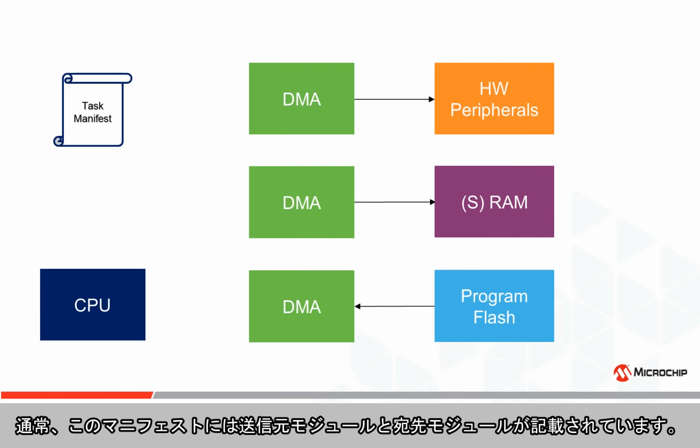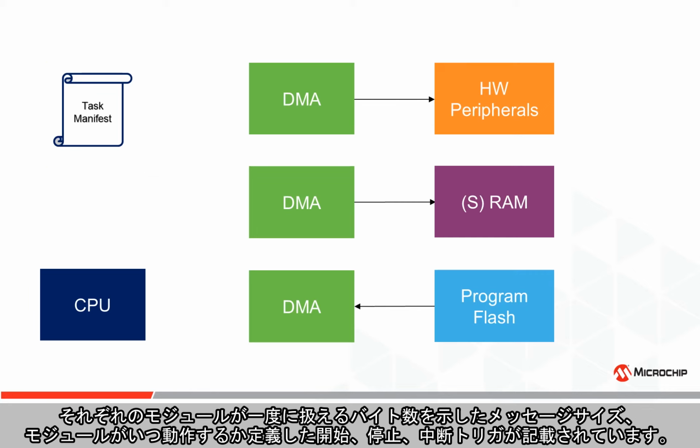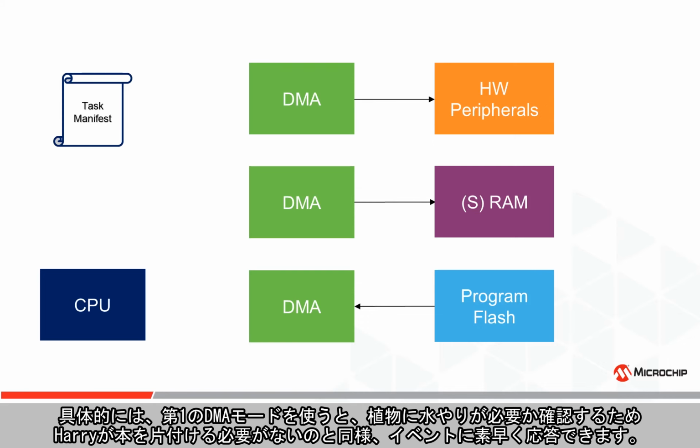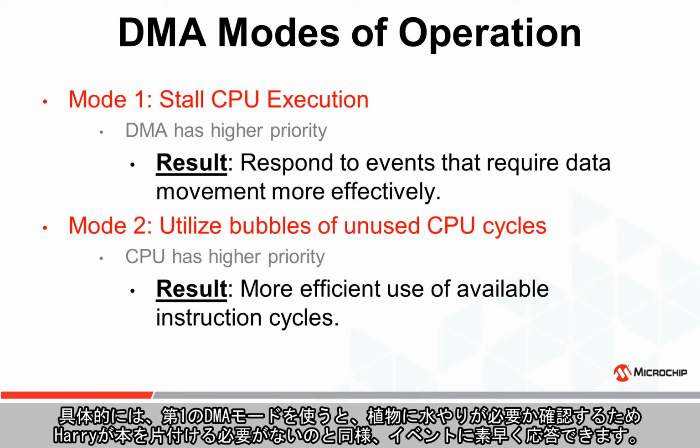From a high level, this manifest usually consists of a source and destination module, each with its own message size that indicates how many bytes or messages the respective module can handle at one time, and some start, stop, and abort triggers that define when it operates. In more concrete terms, the first DMA mode allows us to respond to events more quickly, similar to how Harry doesn't need to pack up his books just to check out his thirsty plant.